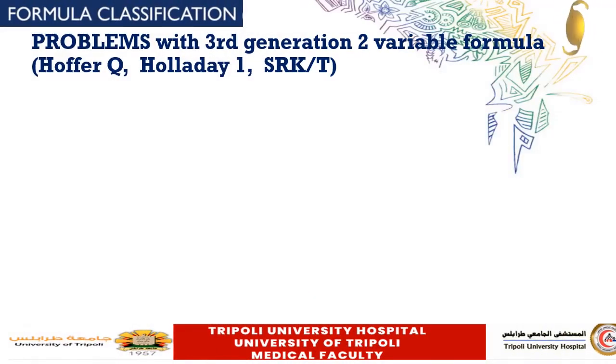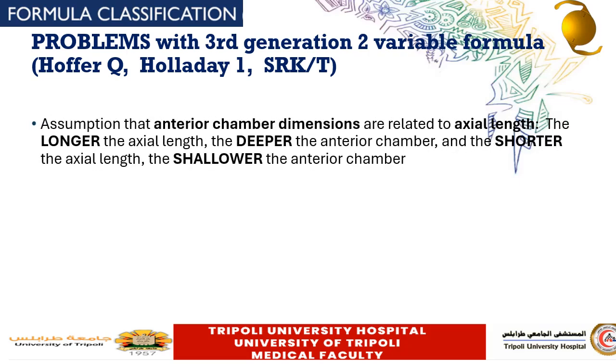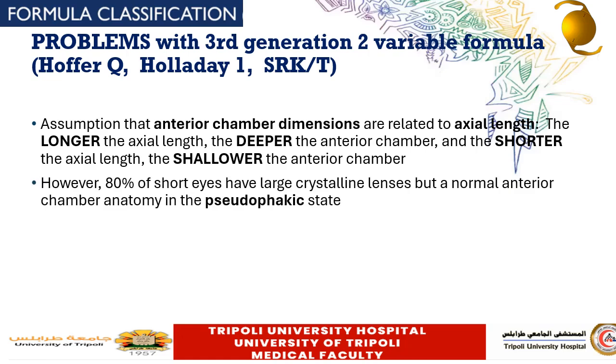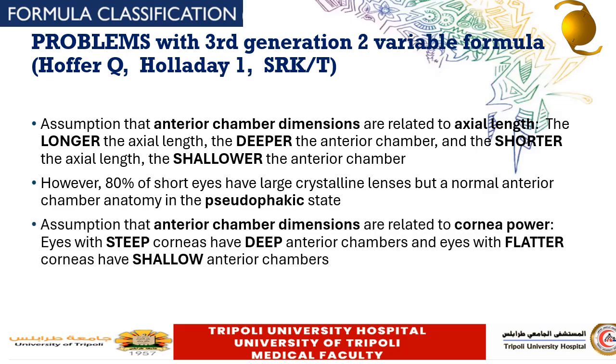Now the third generation formula shows great improvement in the prediction of IOL power calculation as compared to the second generation. However, there is a little bit of a shortage and drawback of this formula, because this formula was based on the assumption that there is a linear relationship between the anterior chamber depth and dimensions along with the axial length. That's to say, for eyes with long axial length, the AC depth will be more, and for eyes with short axial length, the AC depth will be short. And this is not true all the time.